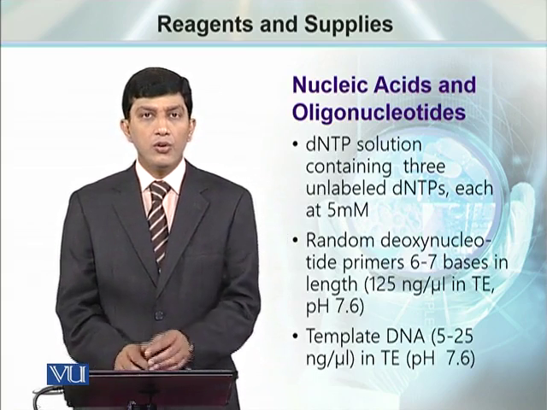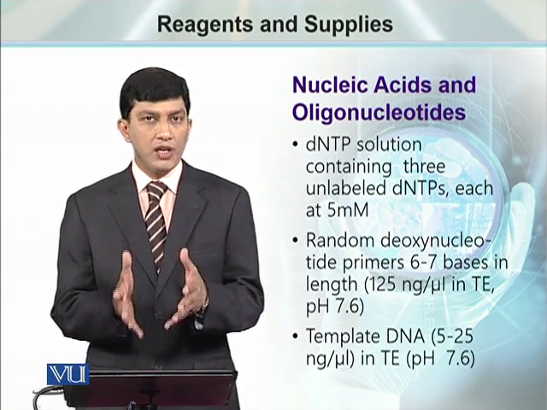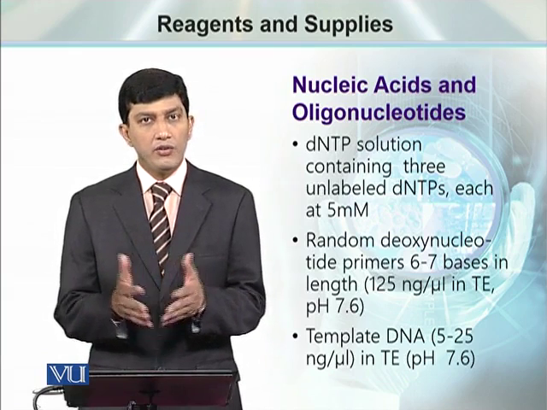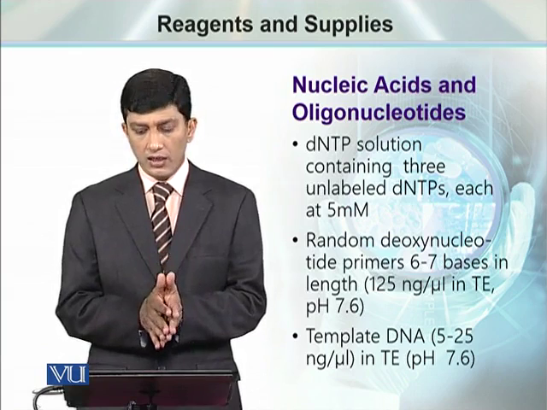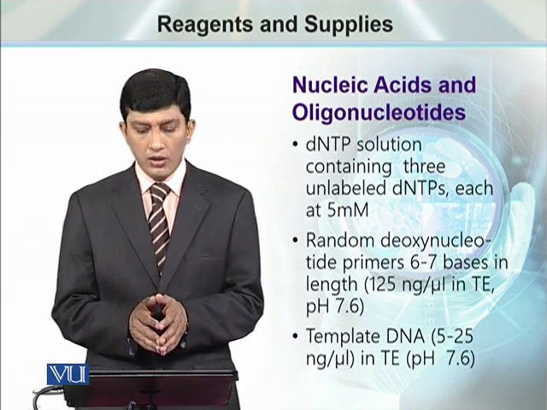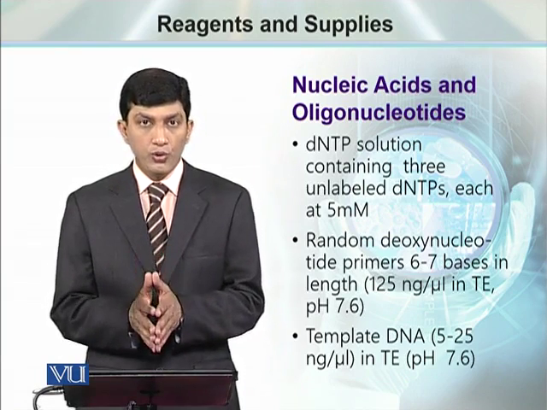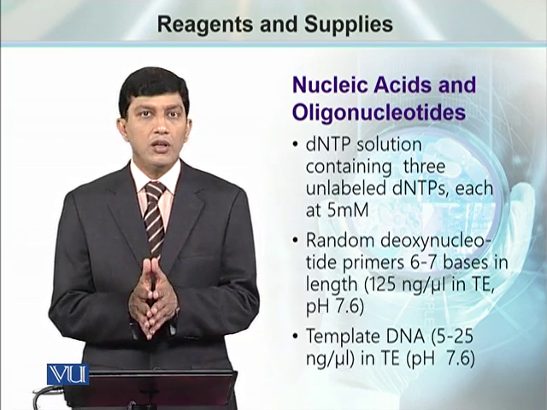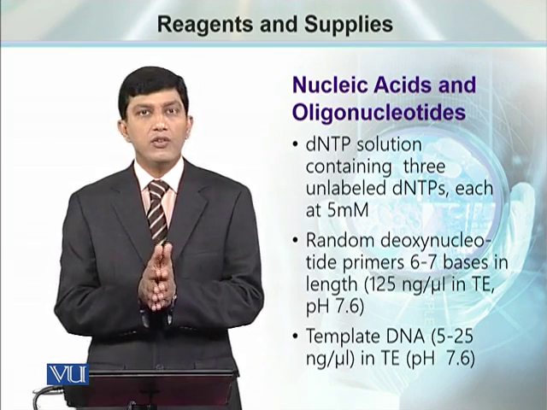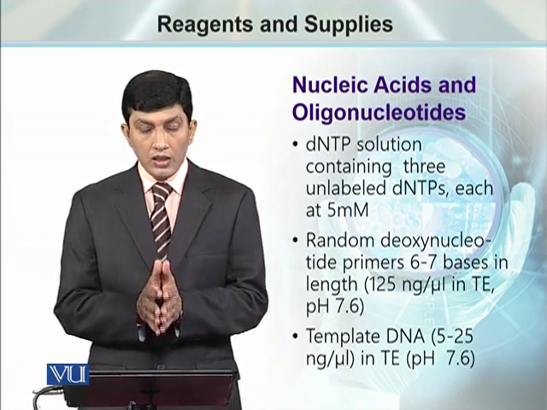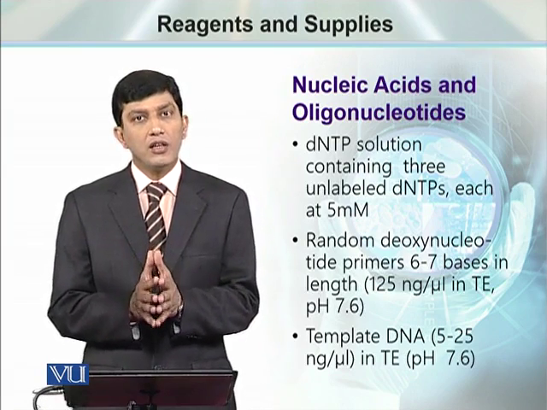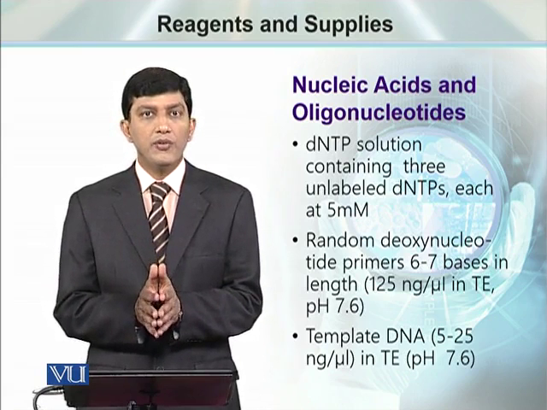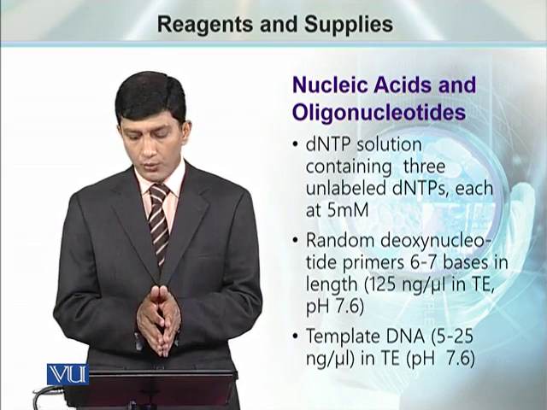Nucleic acid and oligonucleotides. Nucleic acids, the building blocks to synthesize the probe. We will need 3 types of normal nucleic acid at a concentration of 5 millimolar, and then the probes will be of random sequences, a mixture, and the length will be 6 to 7 nucleotides. These probes are available in commercial sources by the name of hexameric random priming probes.